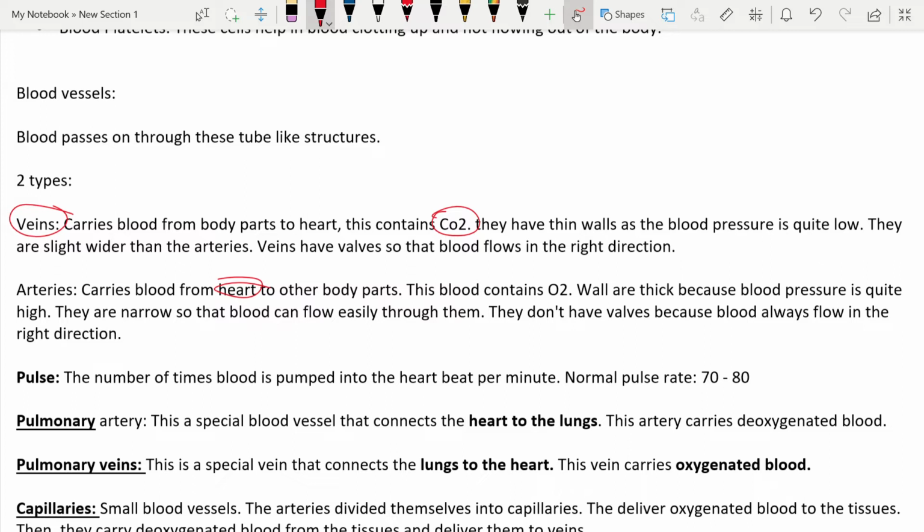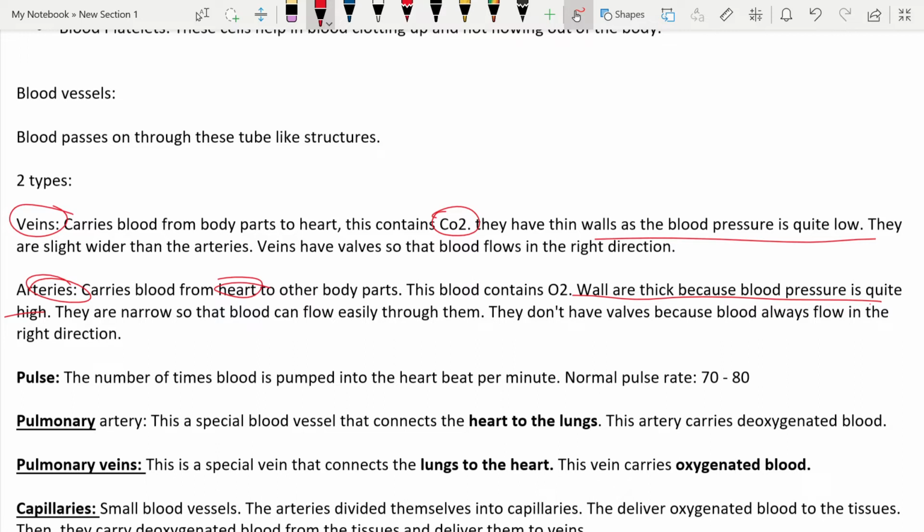Walls are thick. We are talking about arteries again. Walls are thick because blood pressure is quite high, so you don't want your arteries to burst. That's why they have thick walls. Now veins have thin walls as the blood pressure is quite low, so they don't need thick walls. They have thin walls and the blood flows slowly.